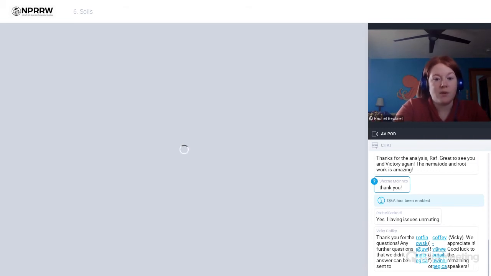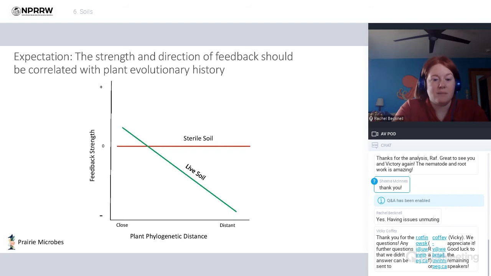Okay, so if we were looking overall at the growth of these plant species, I would expect in live soil that whenever plant species pairs are more closely related to each other, to see those neutral feedbacks, to see really no difference in growth based on the soil that they're in. But then whenever more distantly related plant species are growing in each other's soil, I would expect them to be more negatively impacted by their own microbes and be able to escape their microbes by growing in the other species' soil. And I expect this to only happen in the live soil and not the sterile soil.